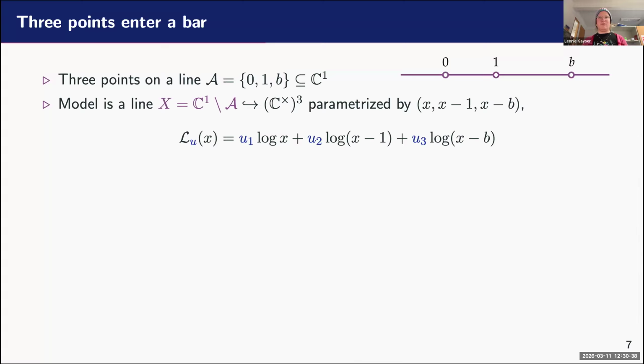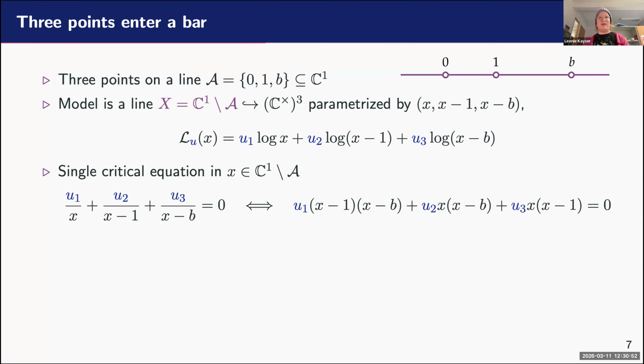So for most data points U, you have 2 critical points, and if they're real, Vashenko tells us that one is in the segment 0, 1 and one in the segment 1, b, at least if b is positive, if b is greater than 1. And we can rearrange the critical equations, so the gradient of this l_U equal to 0, to get one nice quadratic equation in x with U coefficients. And the logarithmic discriminant essentially asks us, when does this quadratic in x have a double root? So for most parameters U, it has 2 distinct roots. But when does it have a double root?